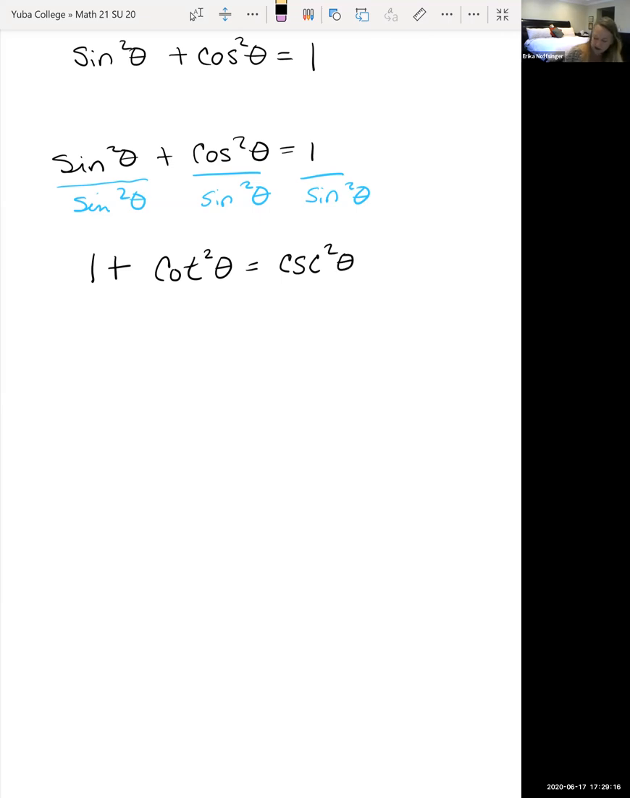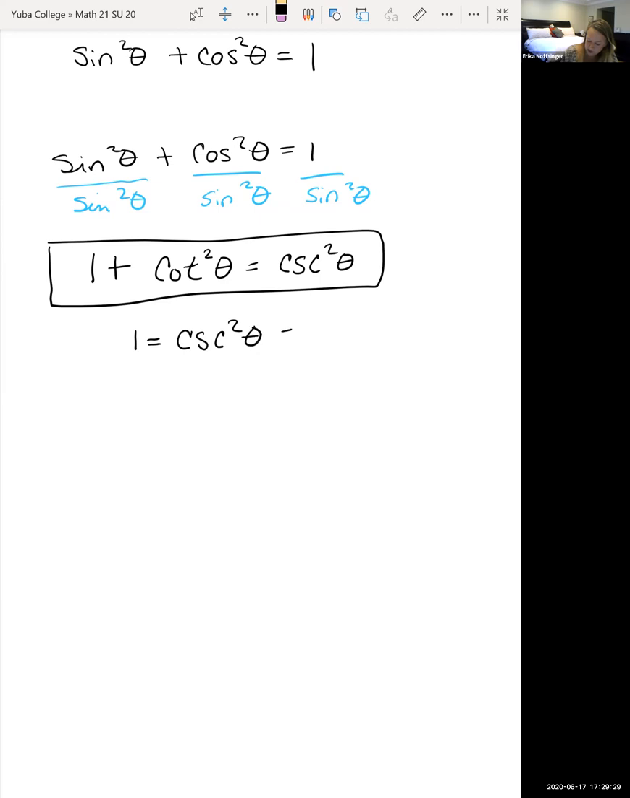So here's another Pythagorean identity. And we could also see this in different forms. If I subtracted cotangent squared theta, I'd have 1 is equal to cosecant squared theta minus cotangent squared theta. Or if I subtracted 1, I could say cotangent squared theta is the same thing as cosecant squared theta minus 1.